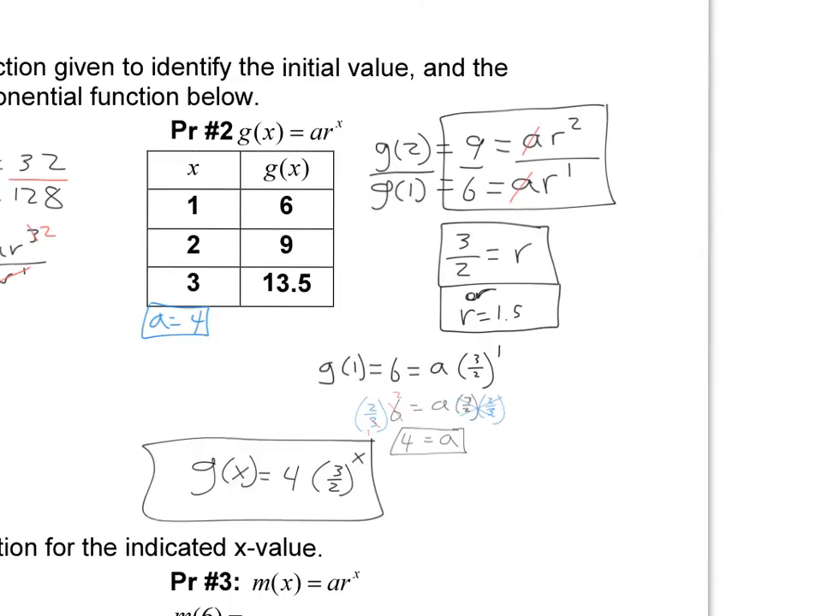Okay, so I just went ahead and reduced this function. 9 over 6 reduces to 3/2. The a's cancel out, and r squared divided by r to the 1 is just r. So I didn't have to do much, and I got my r value. It's 3/2, or we could say 1.5.